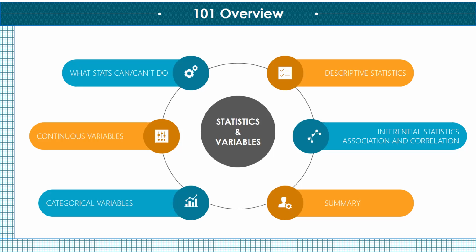Briefly, what I will cover in this presentation is what statistics can and can't do, continuous variables versus categorical variables, and what we do with these variables: descriptive statistics and/or inferential statistics, such as associations and correlations. Throughout my presentation, I will summarize by using examples.